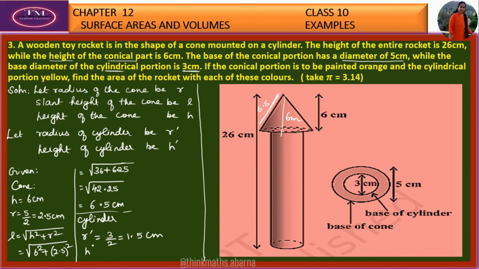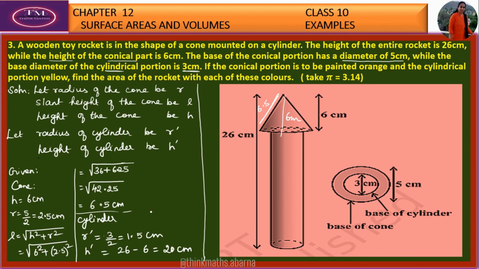What is H dash? H dash equals the height of the cylinder. The total height is 26 centimeter. The height of the cone is 6 centimeter. So from the total height, we have to take away the height of the cone, which is 6. So 26 minus 6 equals 20 centimeter. So these are the data given.